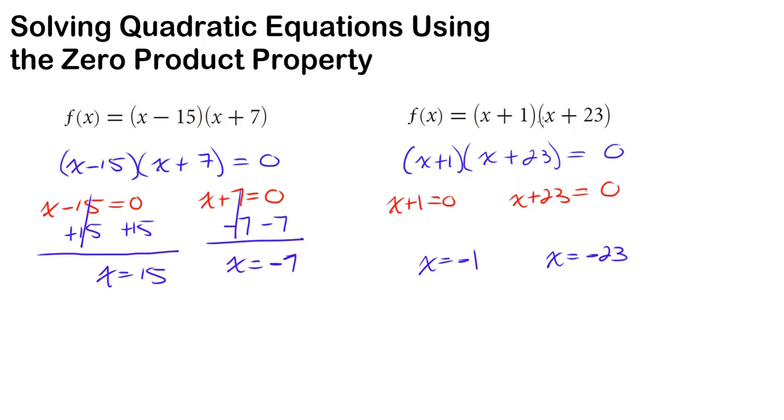But if you are not sure about that and you need to see the steps, all we're going to do here is solve these two one-step equations. In x plus 1 equals 0, I have to subtract 1 from both sides, and that's how I end up with x equals -1. And here, in x plus 23 equals 0, I would have to subtract 23 from both sides, and that's how I would end up with x equals -23.